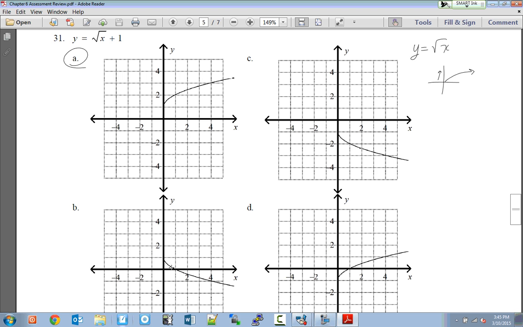This one here would be a negative. You'd have to have negative square root of x. That one's not going to work. This one, again, you'd have to have a negative square root. That's not going to work. And this one has been moved down 1, so that one doesn't work either.